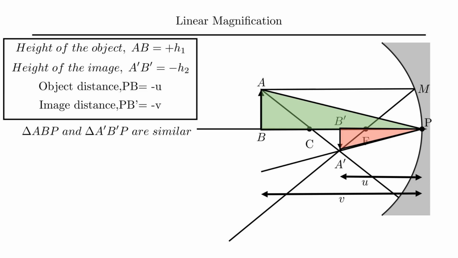So, the ratio of A'B' to AB equals the ratio of PB' to PB. Putting the corresponding values, we get minus h2 over h1 equals minus v over minus u. On simplification, we have minus h2 over h1 equals v over u. Since h2 over h1 equals m, therefore m equals minus v over u.